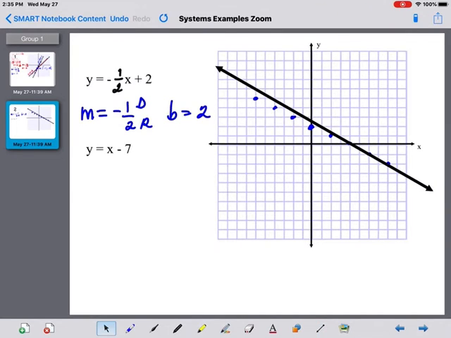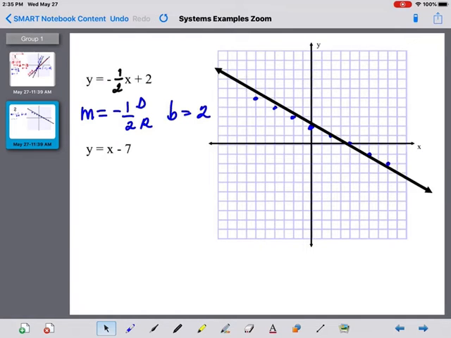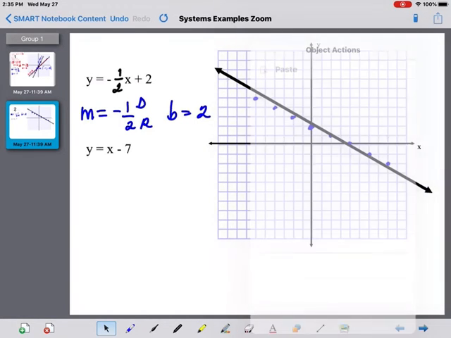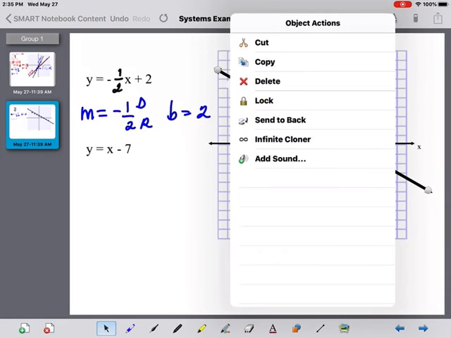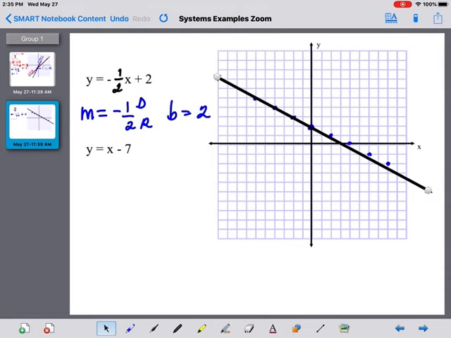Okay, this is a little off, so I'm going to try to fix this without messing up the whole thing. Okay, there we go. And that equation was y equals -1/2 x plus 2.